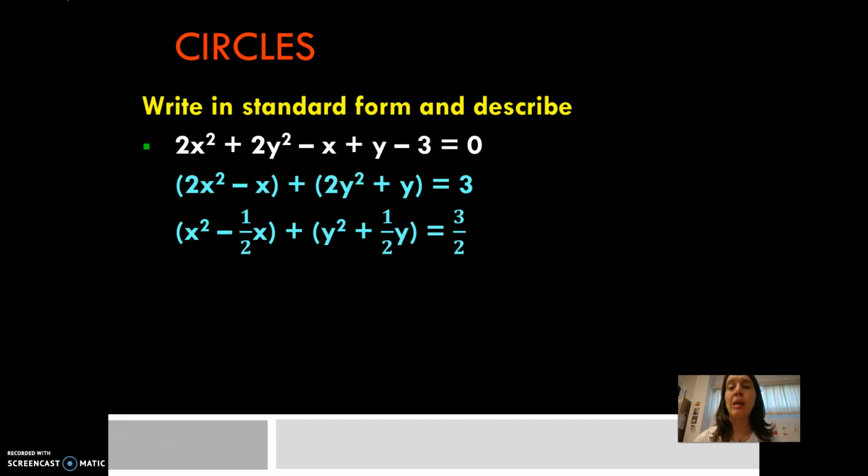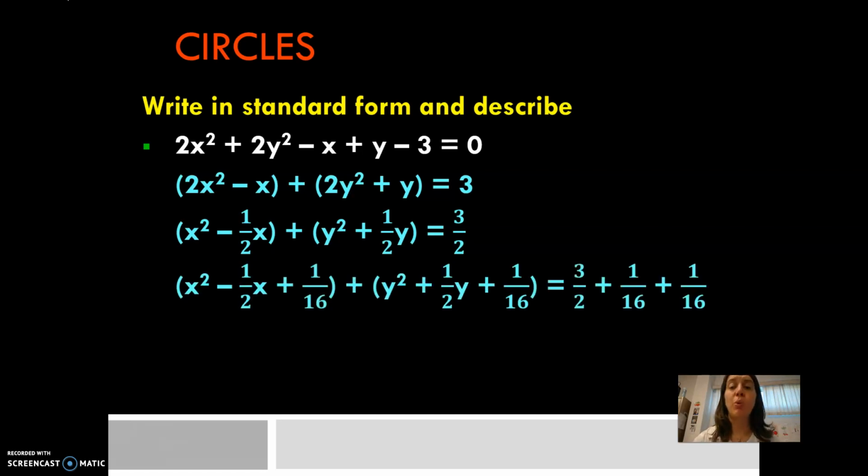In the first parenthesis, my coefficient is 1/2. Half of a half would be 1/4, and then I'm going to square that, and that would give me 1/16. The same thing is true about the y parenthesis because I have the exact same coefficient in front of that y. There's my plus 1/16 that I put on both of our parentheses, and I added the exact same thing to the right side of our equation as well.